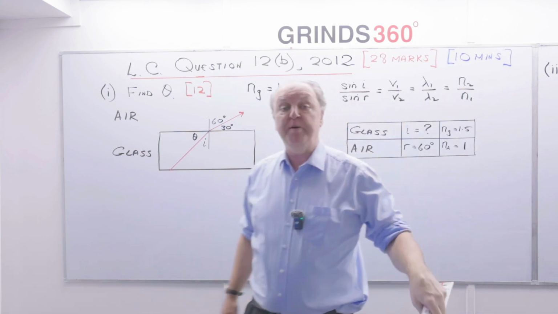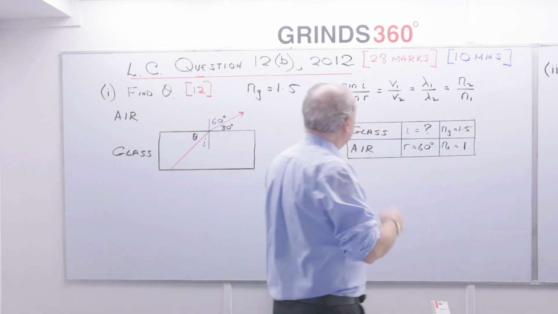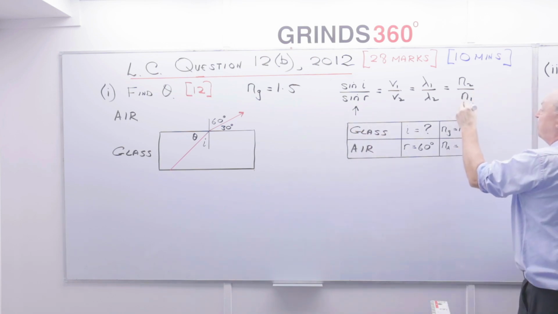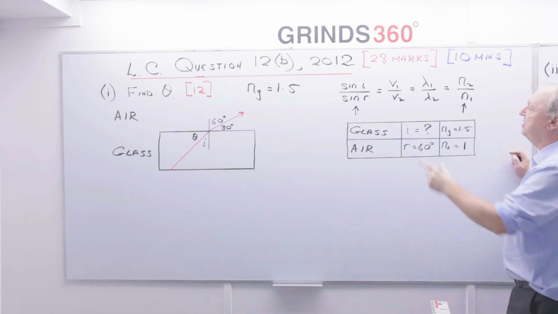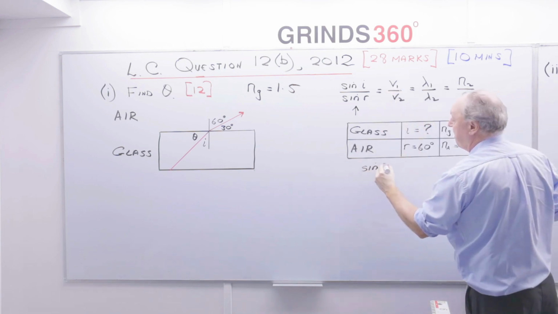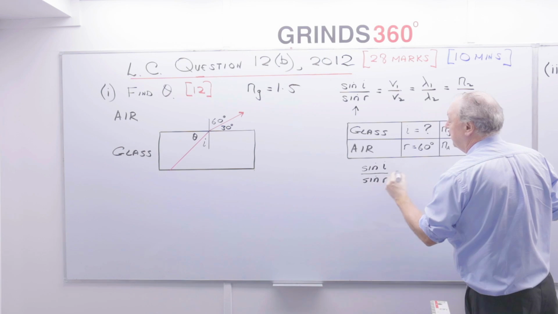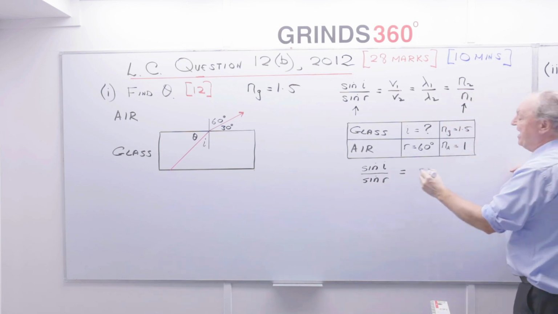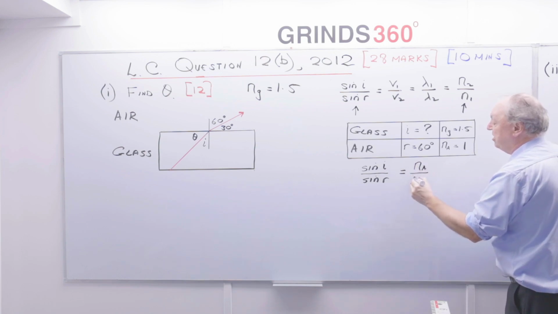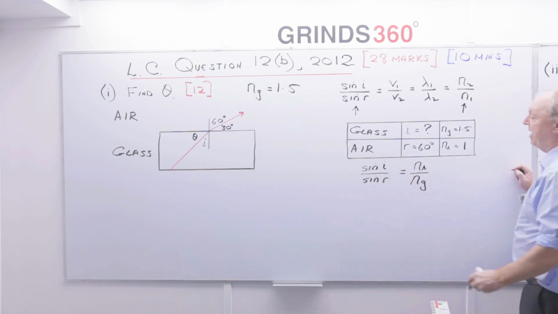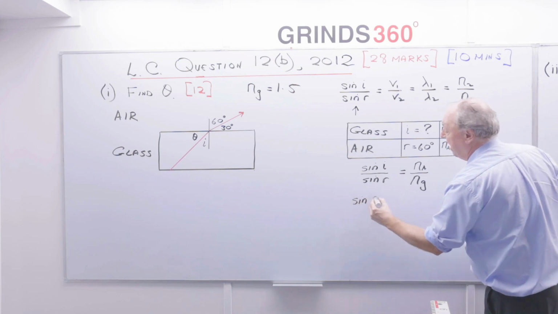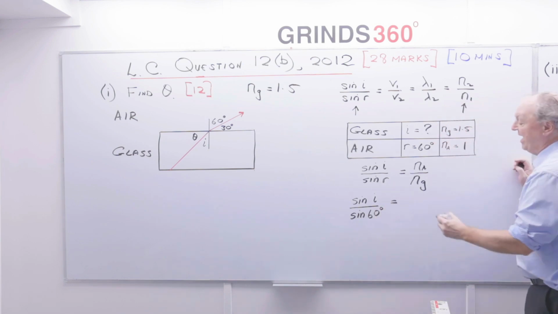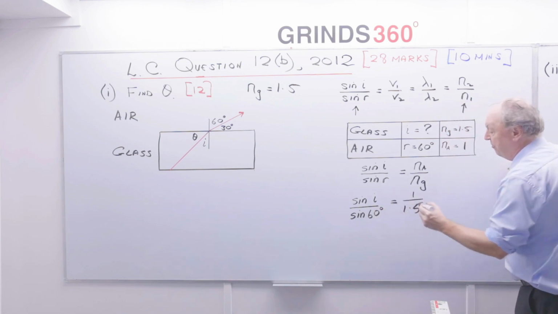So I need to use two parts of my 4-part formula. I'm going to use the part involving I and R, and I'm going to use the parts involving refractive indices. So write down my formula, sine I over sine R. And remember, turn these upside down. So it's going to be Na over Ng. Put my numbers in. Sine I over sine 60 is equal to Na 1 over Ng 1.5.